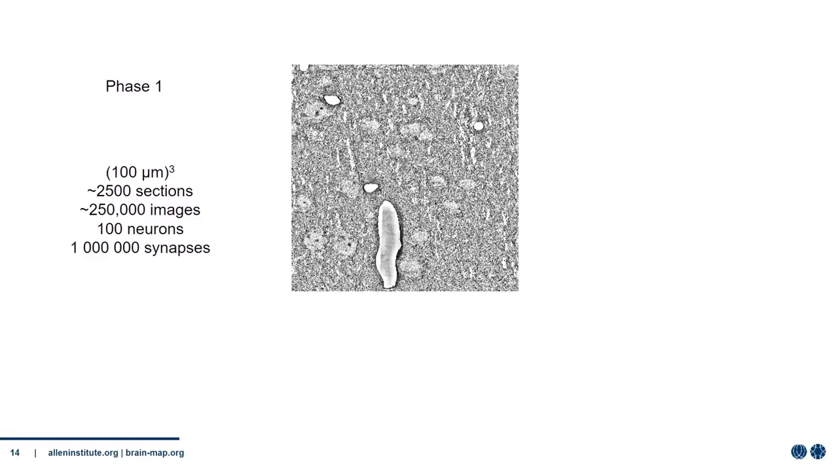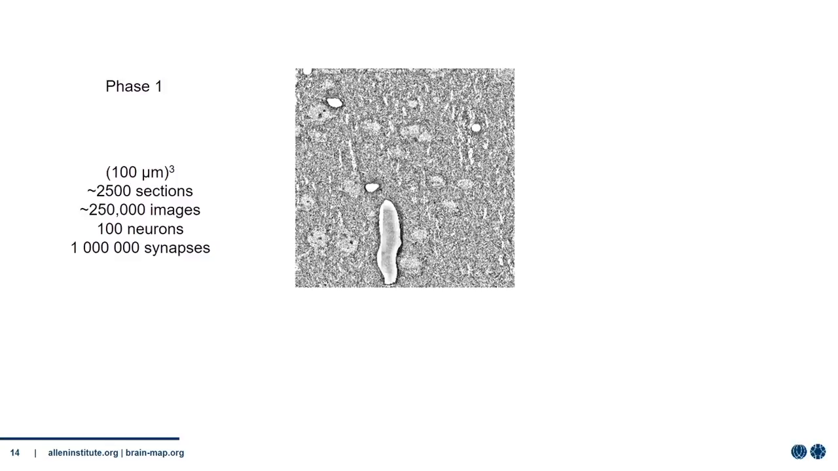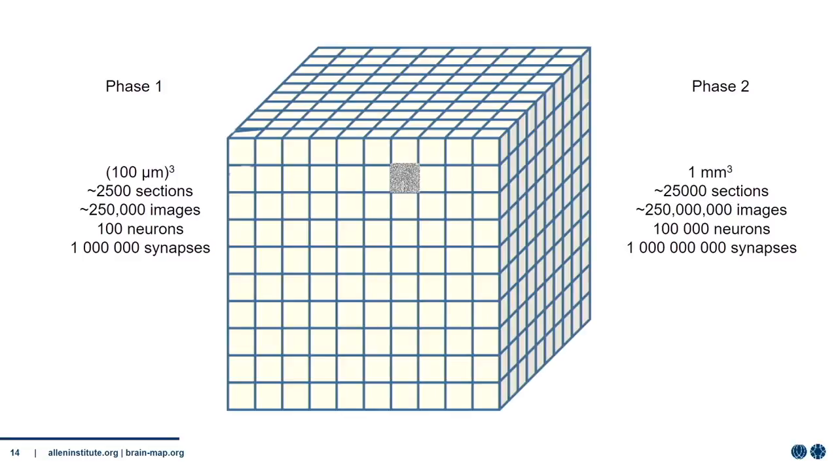So last year we did a pilot data set for the IARPA MICrONS project, and we successfully imaged a small volume of roughly 250,000 images, giving us about 100 neurons. But we have to scale up to a cubic millimeter, which is considerably larger. So in order to accomplish this, we also have to modify the electron microscope in order to keep up with the throughput rates.